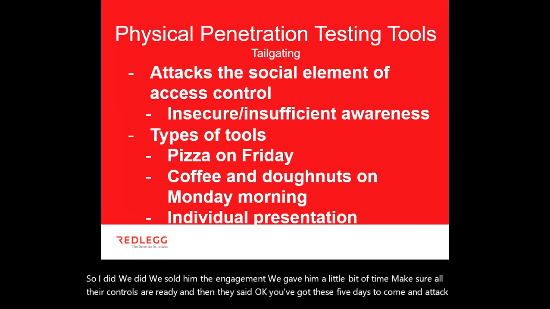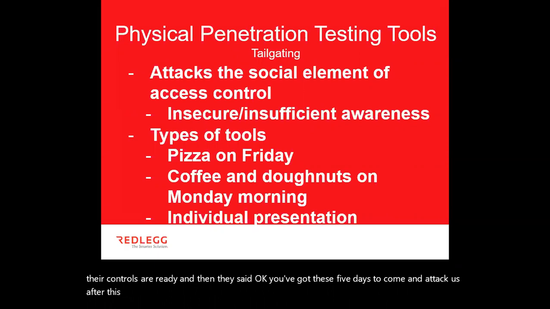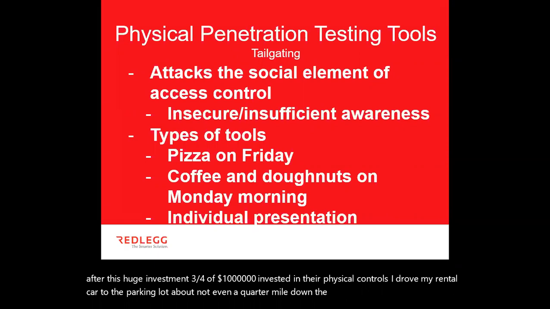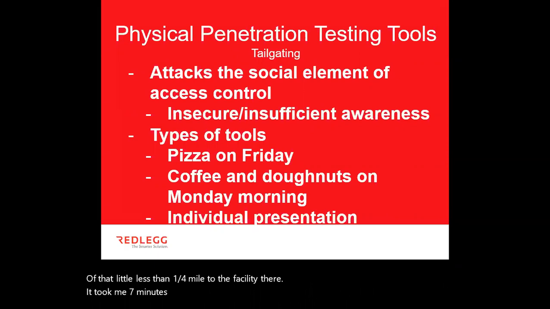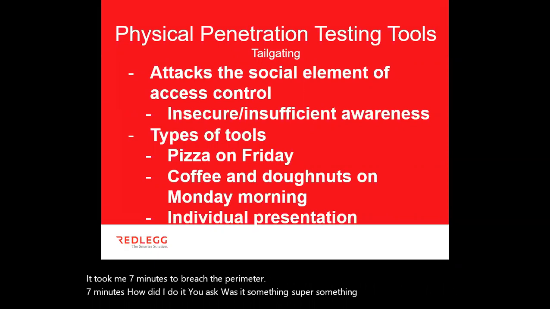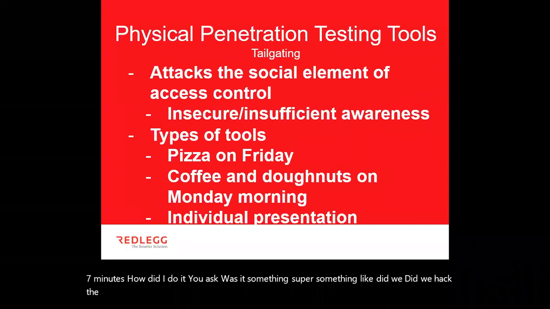Well, after this huge investment, $750,000 invested in their physical controls, I drove my rental car to the parking lot not even a quarter mile down the street. From the time I parked my rental car to the time I was standing in a restricted area, including the walk of that little less than a quarter mile to the facility, it took me 7 minutes to reach the perimeter. Ooh. 7 minutes. How did I do it, you ask? Did we hack the matrix with these? No, I walked right in the front door.